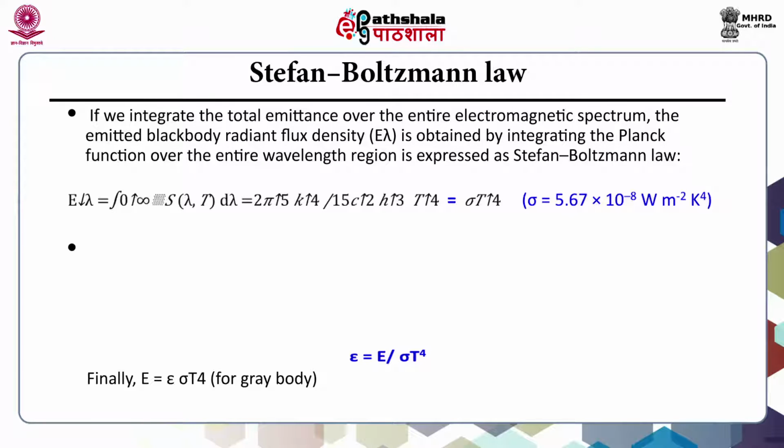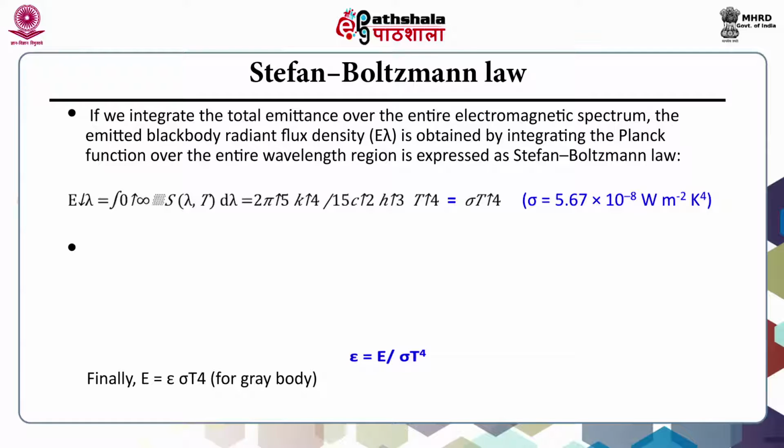The next one is the Stefan-Boltzmann law. The Planck spectral distribution law confirmed that the blackbody radiant intensity increases with the absolute temperature, and the wavelength of the maximum intensity decreases with increasing blackbody temperature. If we integrate the total emittance over the entire electromagnetic spectrum, the emitted blackbody radiant flux density, that is E, is obtained by integrating the Planck function over the entire wavelength region and is expressed as the Stefan-Boltzmann law.